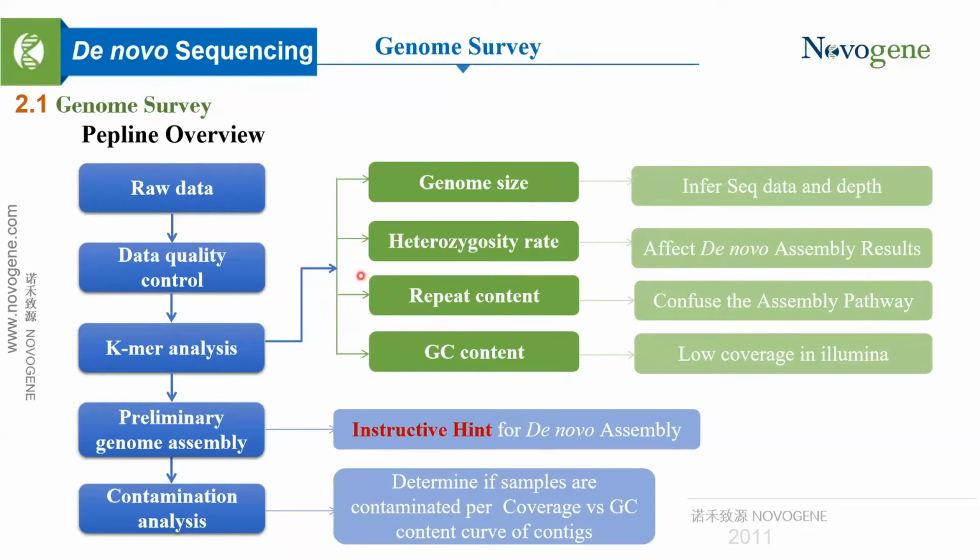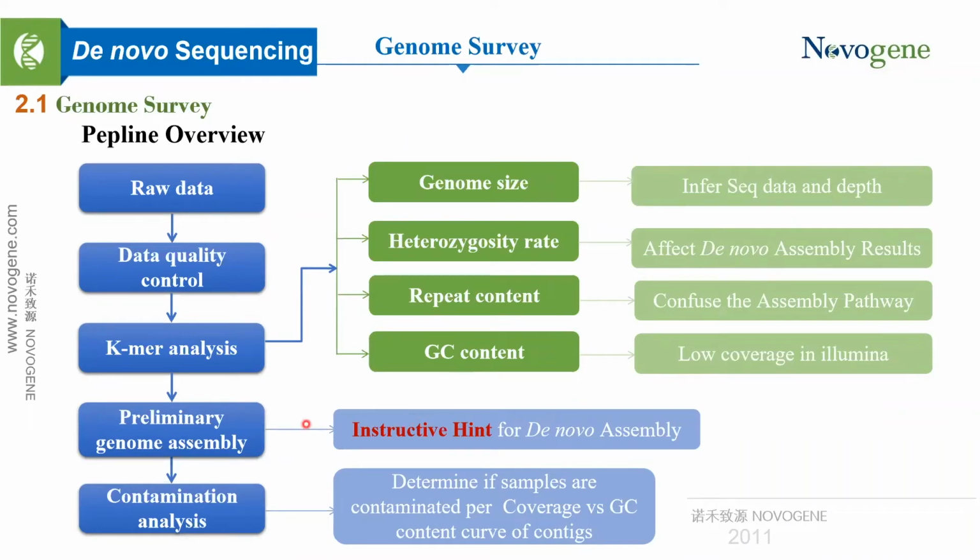And then the repeat content: high repeat content can confuse the assembly pathways, making it more challenging for us. And the GC content: samples with high GC content are not amplified as efficiently, and this inefficiency is amplified exponentially over several cycles in PCR. It leads to notable inaccuracy in the coverage of Illumina sequences.